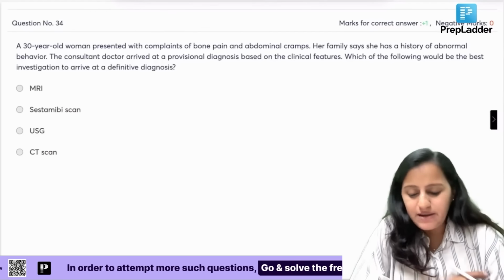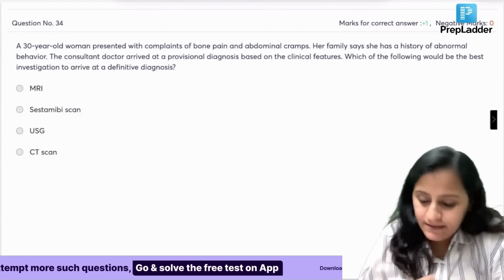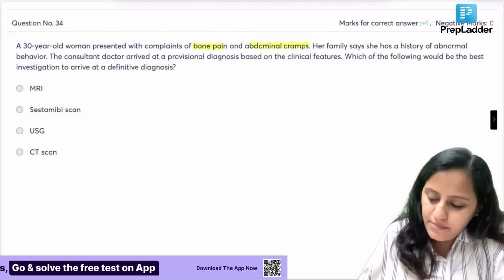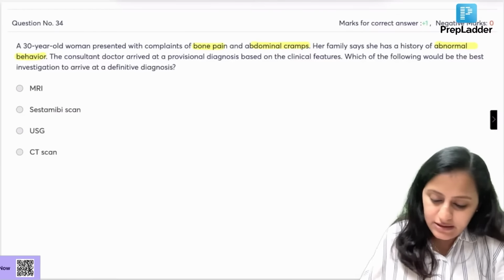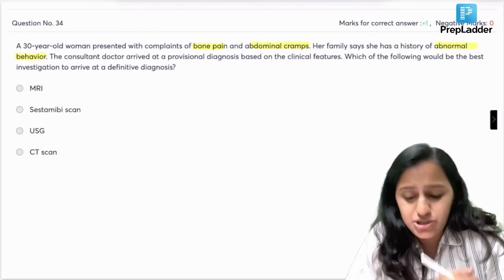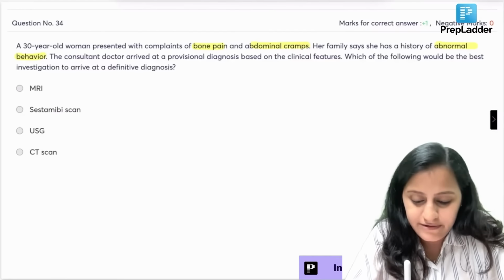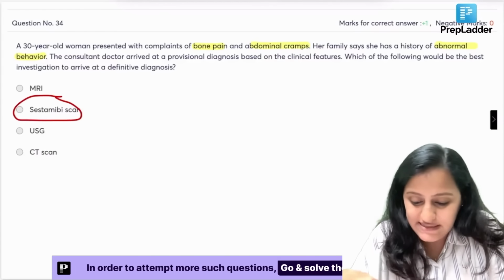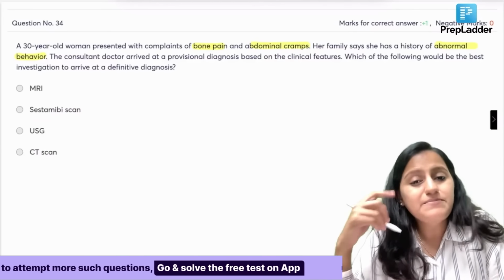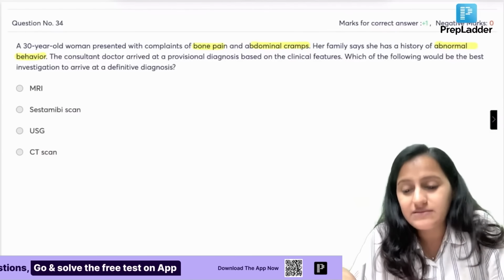Going to next one. What is the diagnosis in this case? There is bone pain, abdominal cramps, abnormal behavior. So all these put together, what condition are you thinking of? See, whenever you have one of these options, which is a Sestamibi scan, it should ring the bell. Is it fitting into hyperparathyroidism?